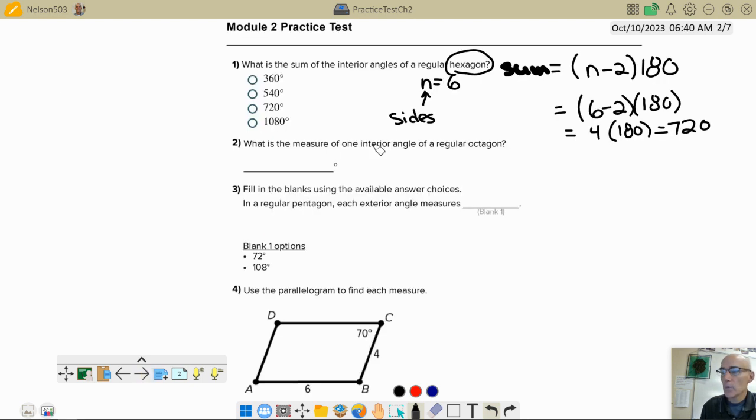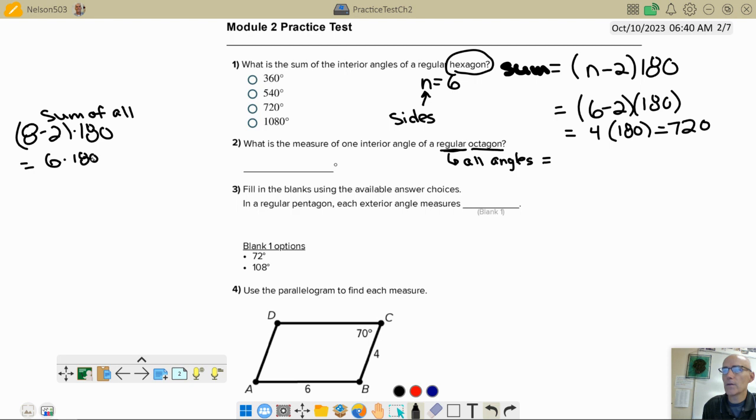And it says on the next one, what's the measure of one interior angle of a regular octagon? Now, this is a big deal. Regular means that all the sides are equal, and all the angles are equal too. I'm only going to put angles down because that's all we care about on this one. And we've got an 8-sided figure this time. So we could go 8 minus 2 times 180 for the sum of all of them. And so I get 6 times 180. That would be, I think, 600 plus 480 more. That's 1,080, I think.